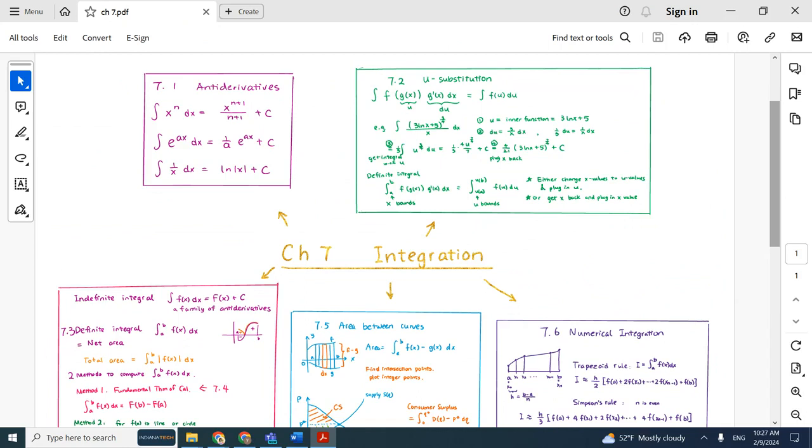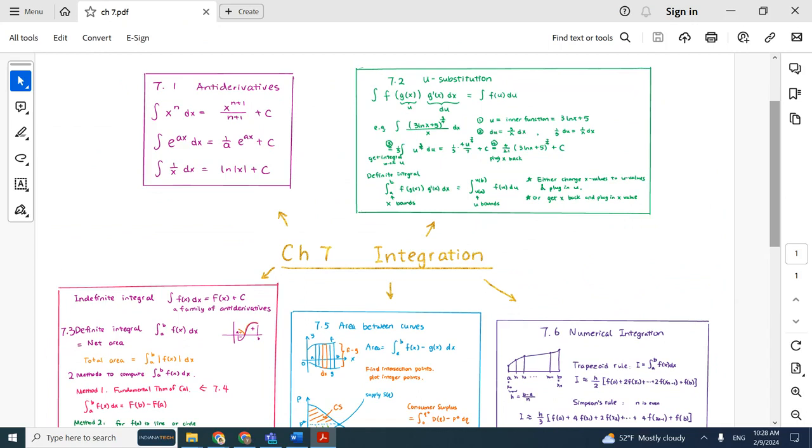If you can do that, then that means you can remember and understand all the concepts in this chapter. Okay. So 7.1. Remember 3 types of integrals? X to the n, exponential function, and 1 over x. We get natural log of the absolute value of x. And e to the ax: remember, just divide by the coefficient of x. Do we divide it by x here? No, that's the common mistake. So be careful with that.